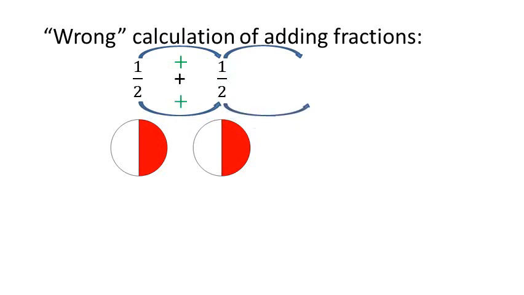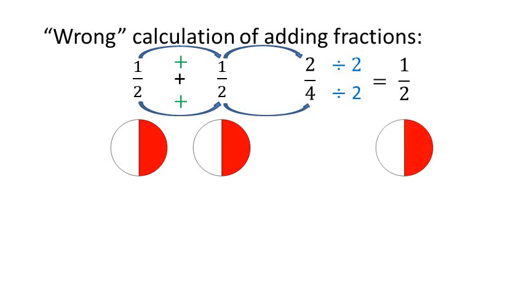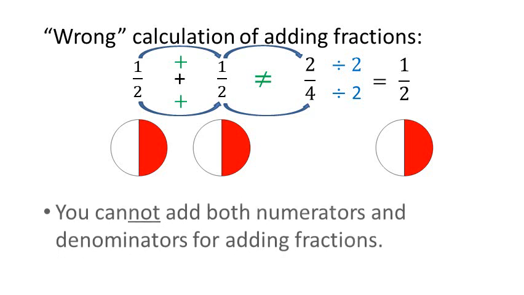If we divide both numerator and denominator by 2, we get the equivalent fraction 1 over 2. Obviously, 1/2 plus another half does not equal 1/2. This calculation does not make sense. So you can't simply add both numerators and denominators to get the right answer.